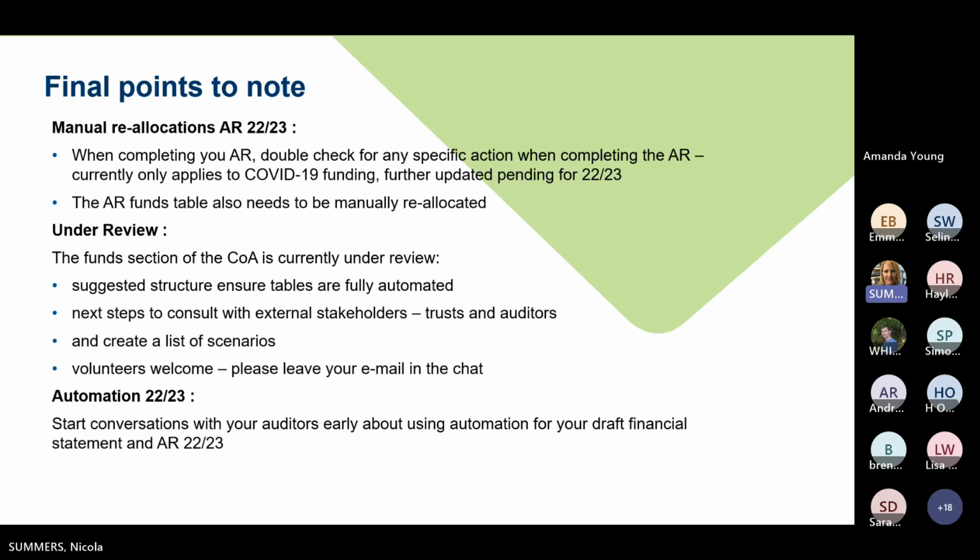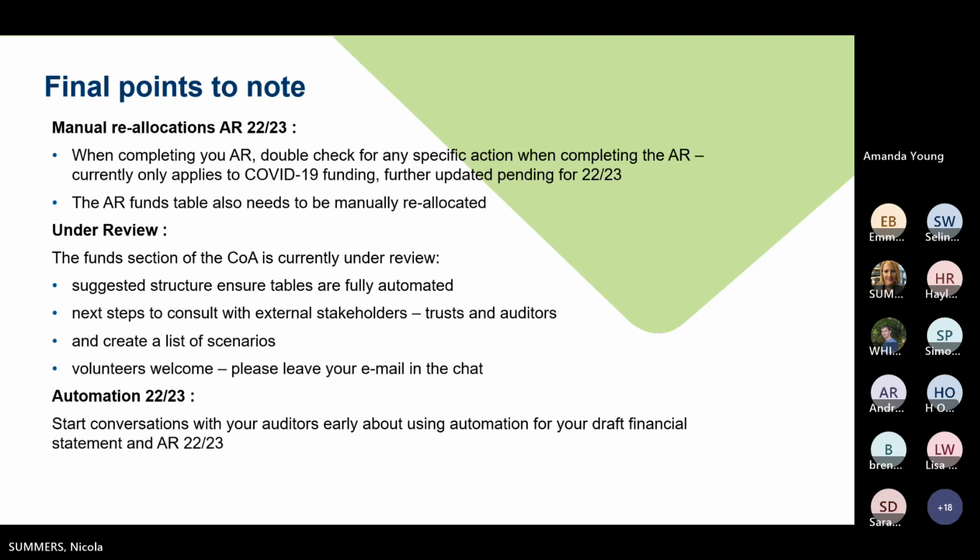So just some final points then to make. There are still some requests or requirements to put through some manual reallocations in your AR 22-23. Obviously, trusts are still receiving COVID funding, and we don't have the account codes to code income directly to COVID funding. So that manual reallocation will still need to happen from other grants to the COVID fields. And also, again, the funds table as well.